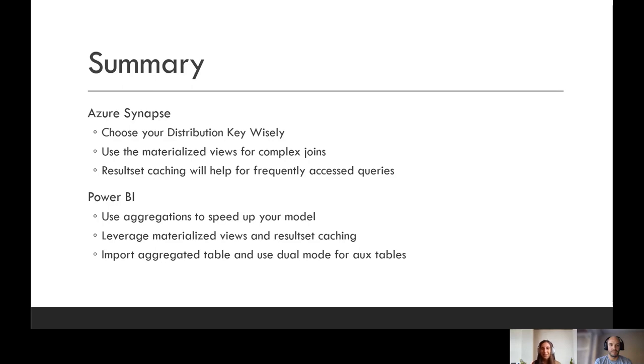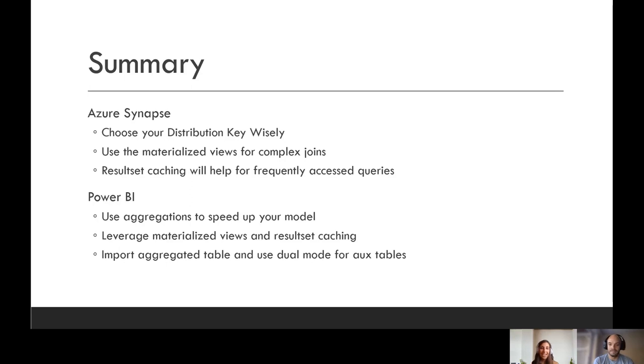So yes, Azure Synapse SQL pools, remember it's really key to choose a good distribution key. Choosing a good distribution key for all your fact tables will make those joins go a lot faster and increase the speed of your reports on your Azure Synapse side. Next to this, for very complex joins, try to use materialized views and see if they can be applicable in your environment. And next to that, result set caching will really help for frequently accessed queries, and it is easy to turn on and off whenever you want to.